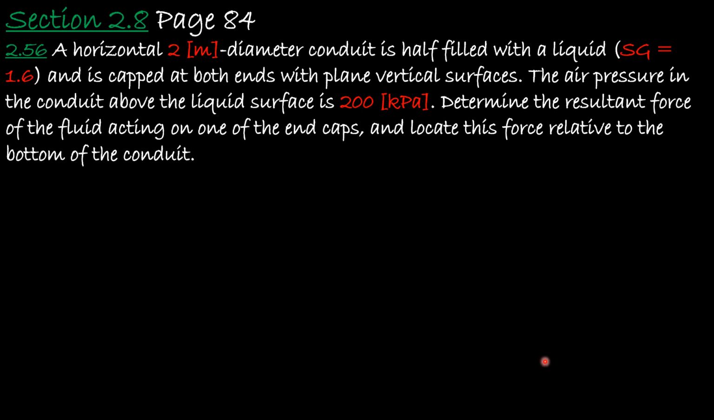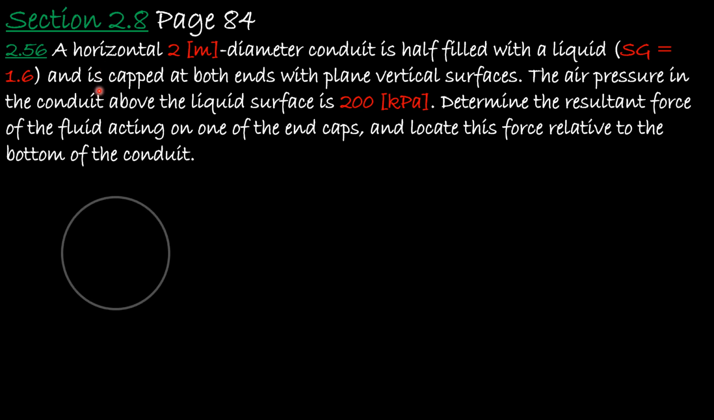All right, next problem. This is problem 2.56. It tells us a horizontal 2-meter diameter conduit is half filled with a liquid. This liquid's specific gravity is 1.6 and it is capped at both ends with plane vertical surfaces. The air pressure in the conduit above the liquid surface is 200 kilopascal. Determine the resultant force of the fluid acting on one end cap and locate this force relative to the bottom of the conduit. All right, so what do we need to do in here?